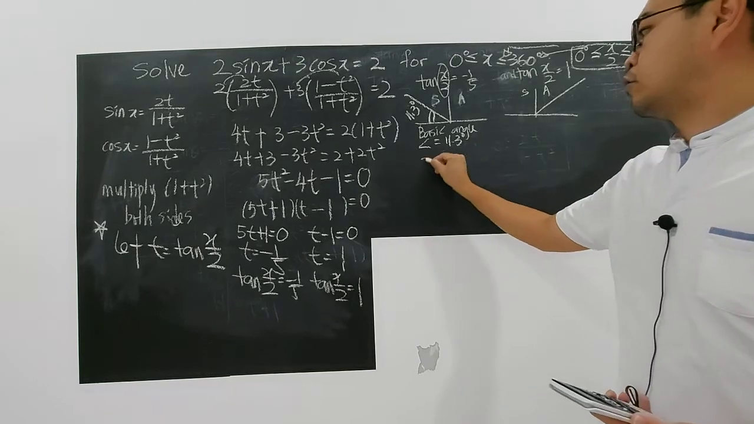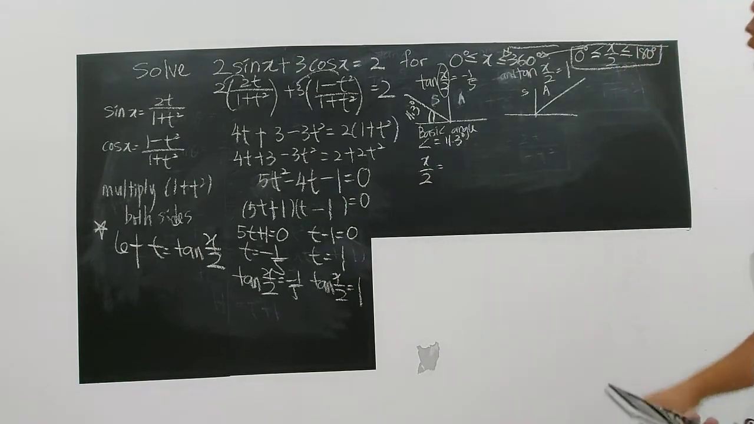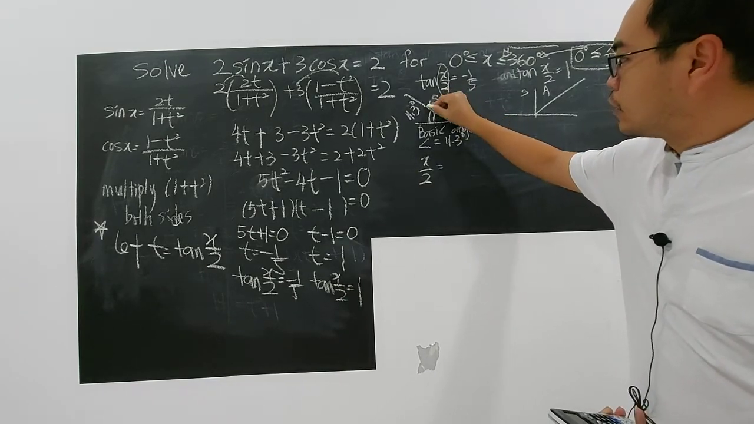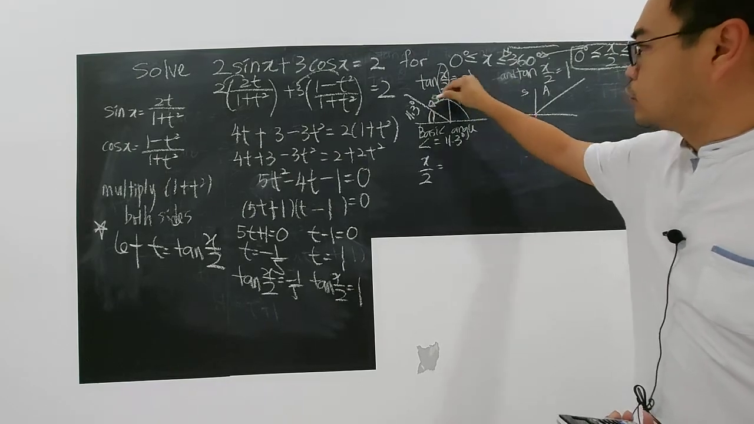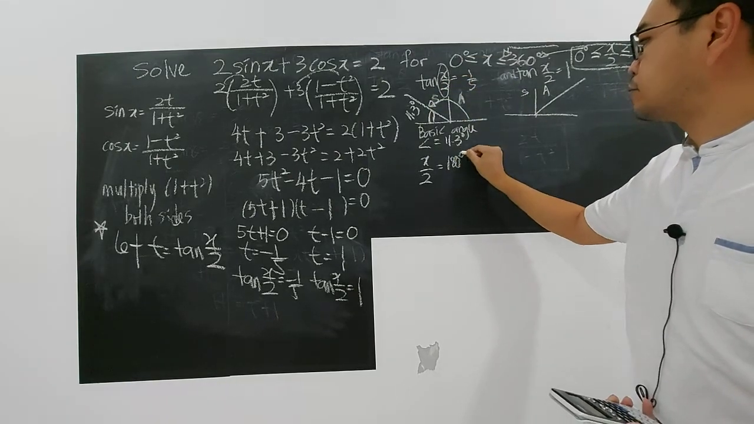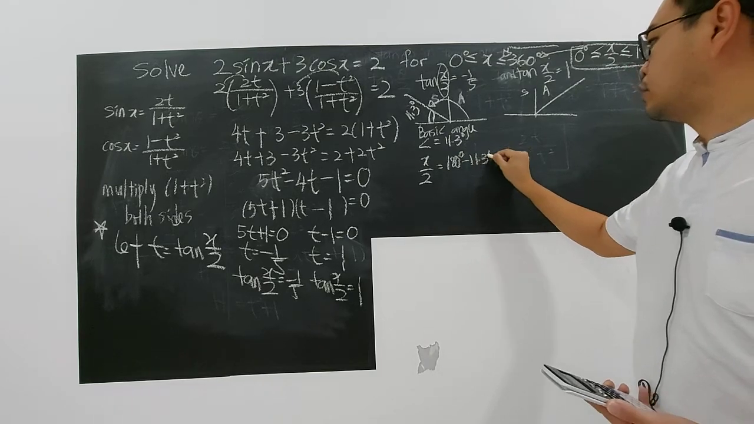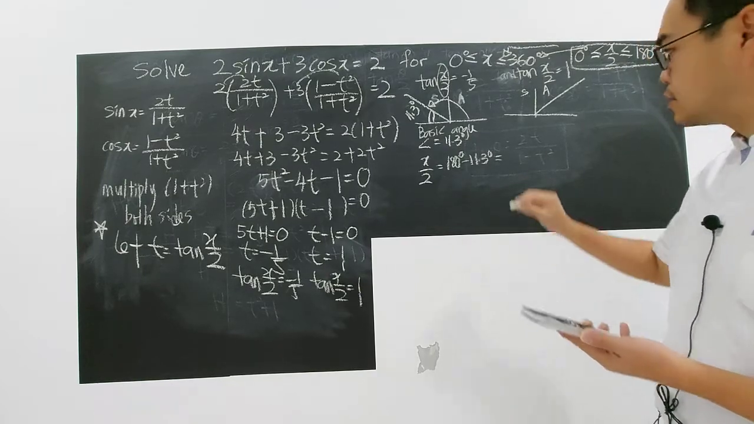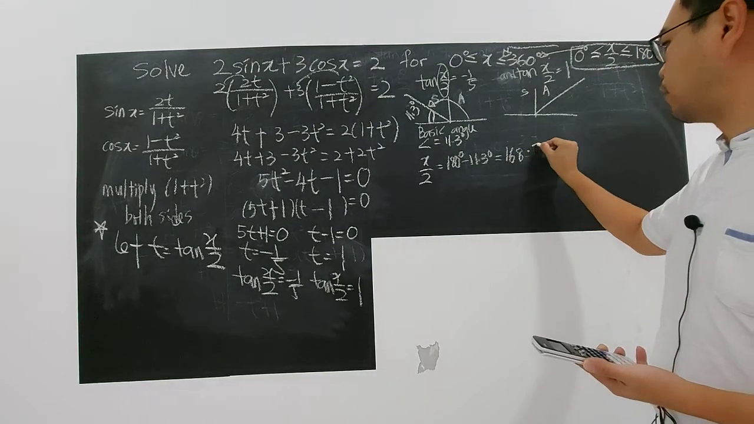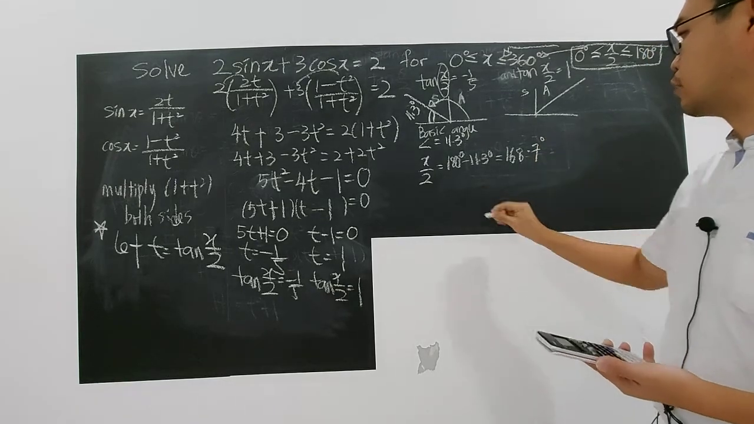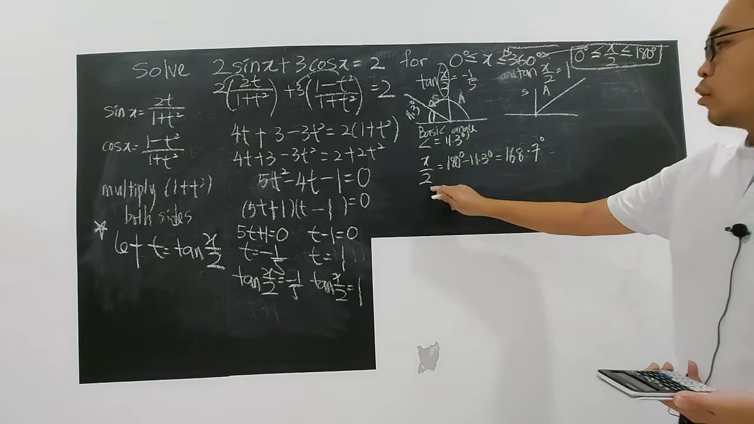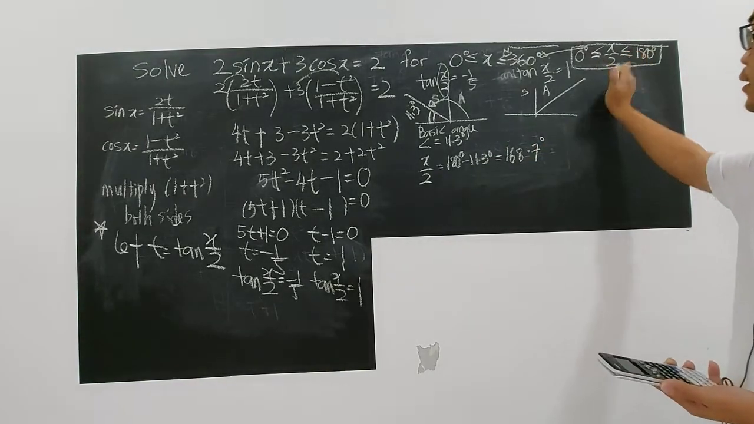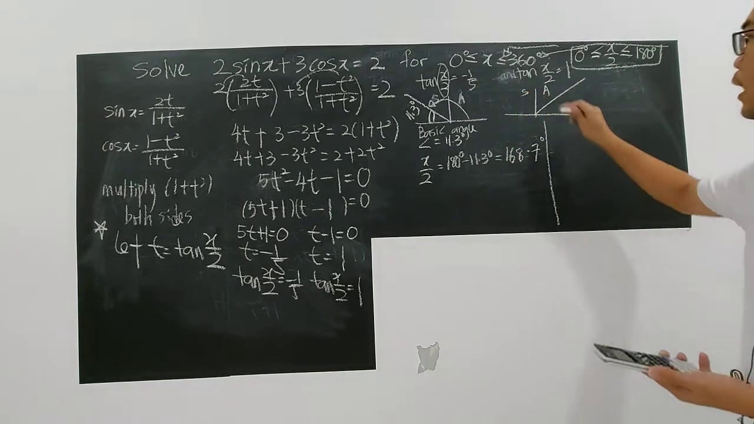So, you know that x over 2, list out the possible solution for x over 2. X over 2 is the angle that goes counterclockwise from 0 up to here, which is 180 minus 11.3, which gives you 168.7 degrees, sorry. So you see that x over 2 is 168.7, which is in this range, right?